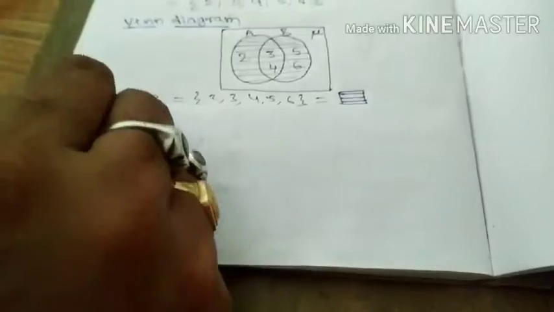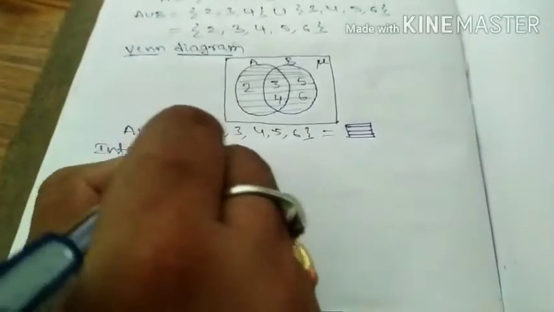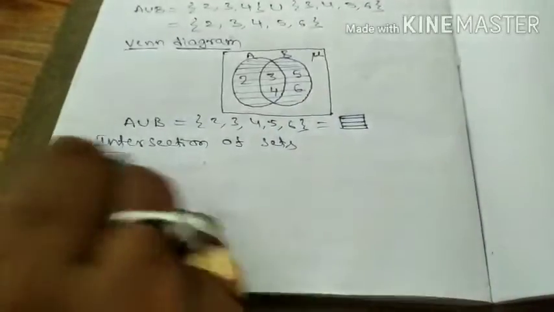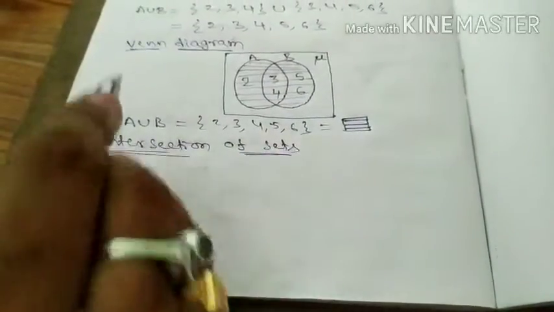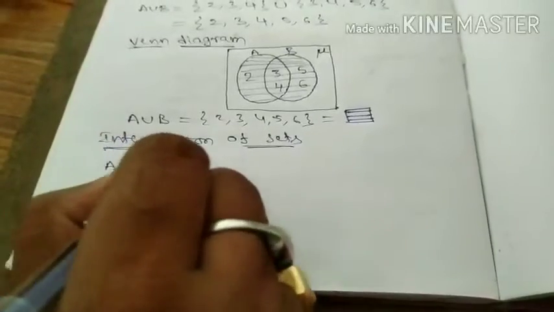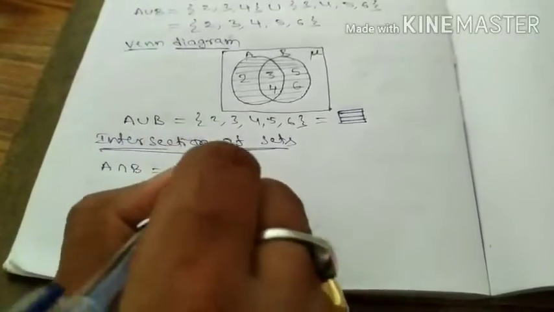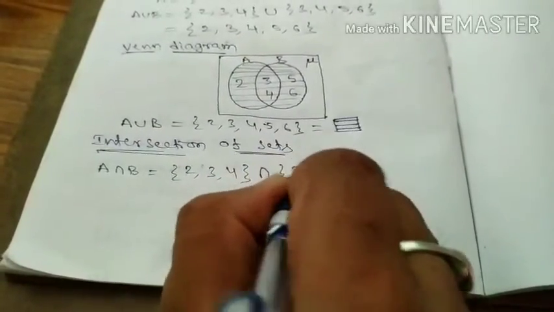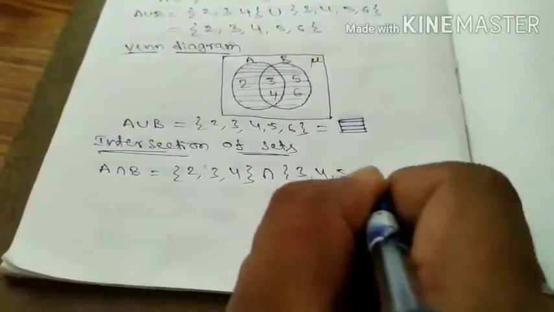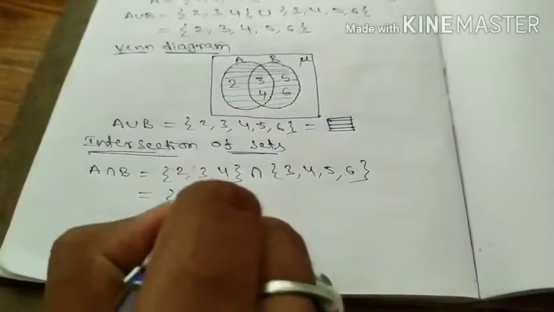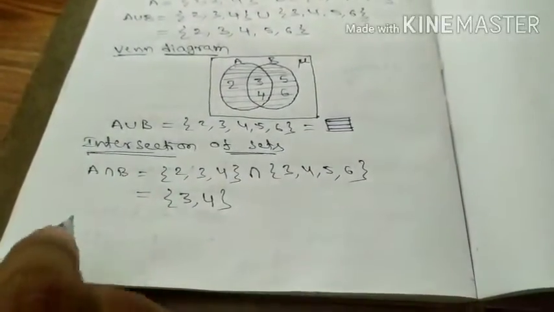Next, intersection of sets. Same elements, same sets I am using now. A intersection B: A is 2, 3, 4, and B is 3, 4, 5, 6. Now intersection means what? The common elements. Only the common elements you can take.